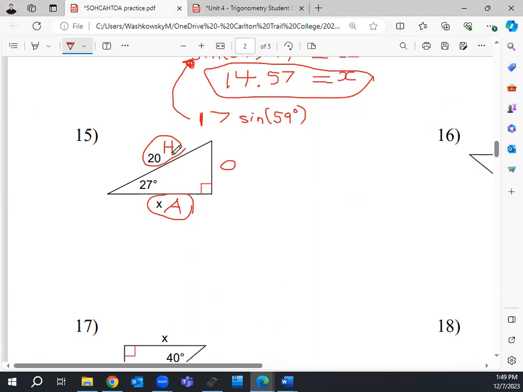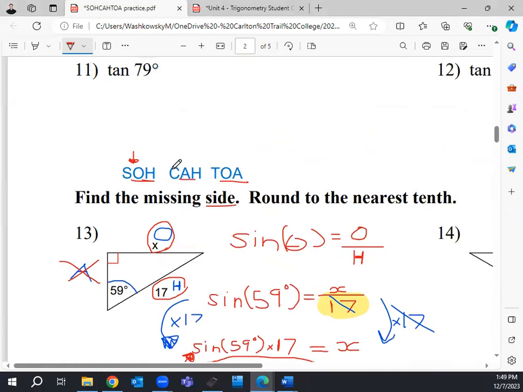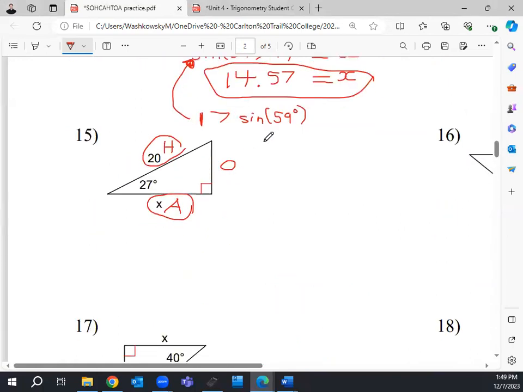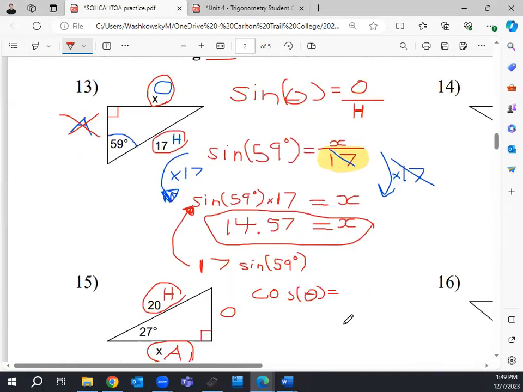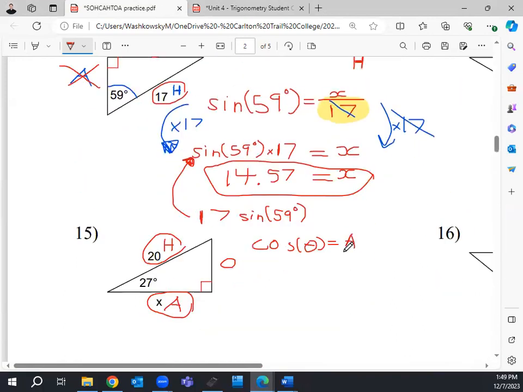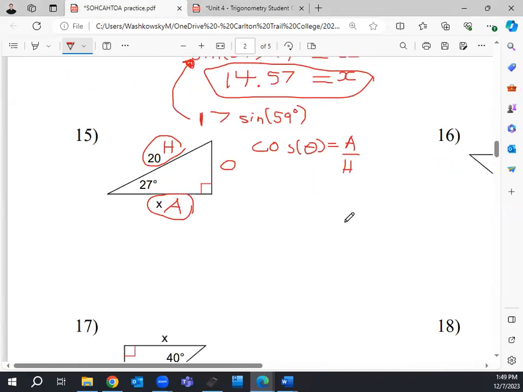But what am I looking at? I'm looking for an H and an A. SOHCAHTOA. H and A is cosine. So I just write my blank formula. Cosine of the angle is equal to A over H. Now I substitute in. In this case, the angle I know is 27 degrees. My adjacent side is X, and my hypotenuse is 20.